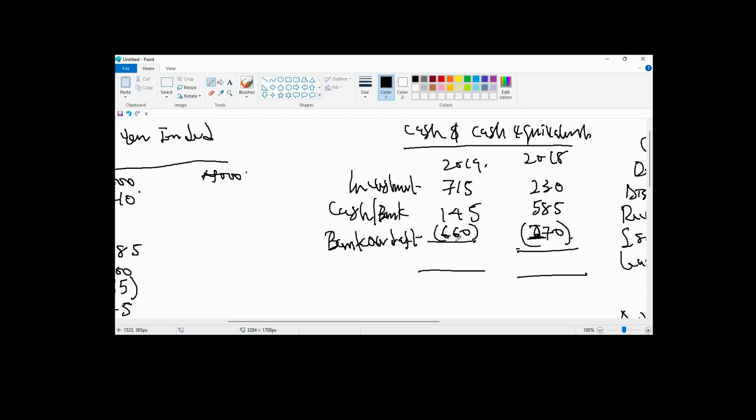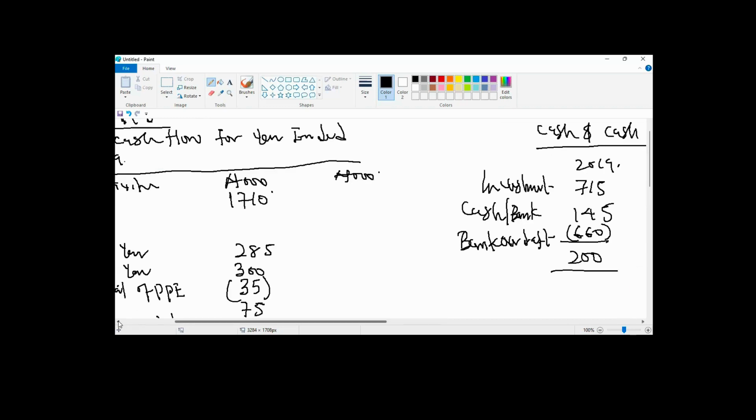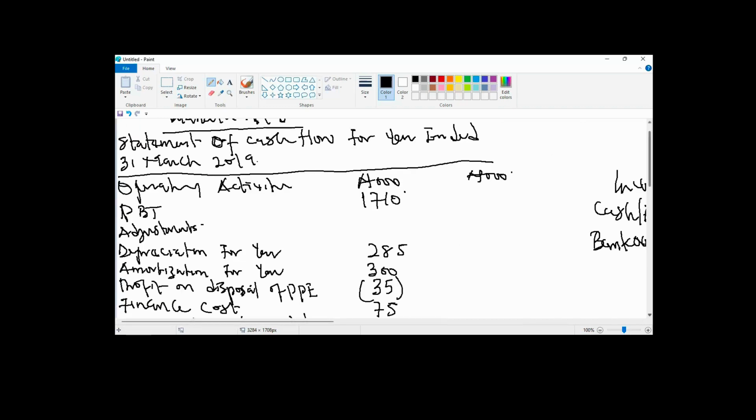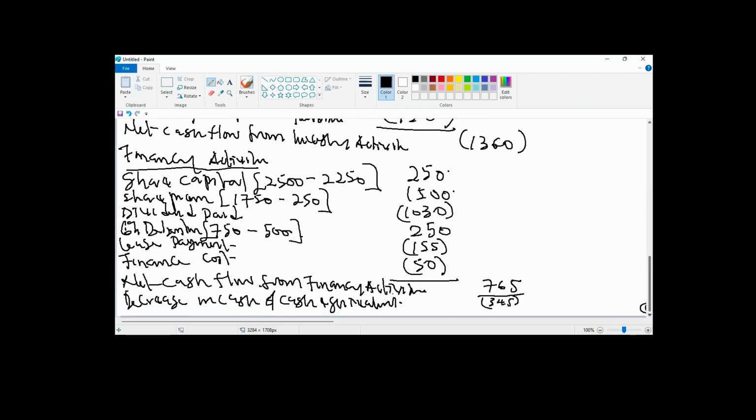I will now sum it. 200 is 2019. 545. Now, if I put positive 545 here, will you give me 200? 200, that is the end. Cash equivalent at the beginning must equal cash equivalent at the end.